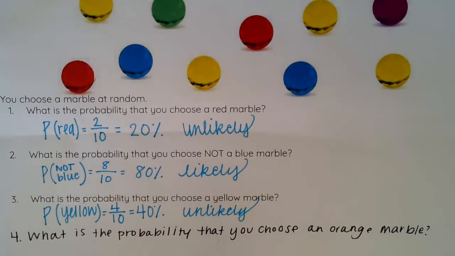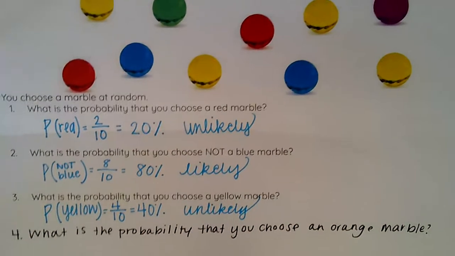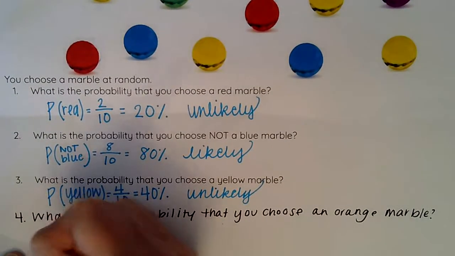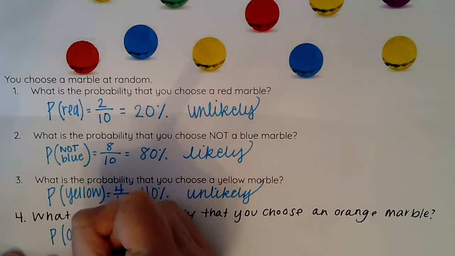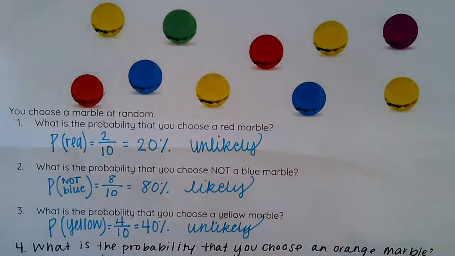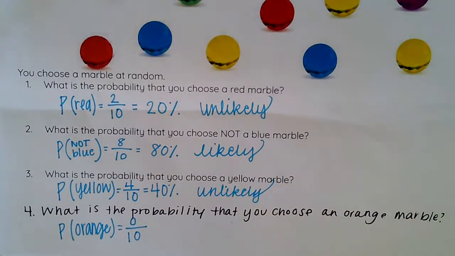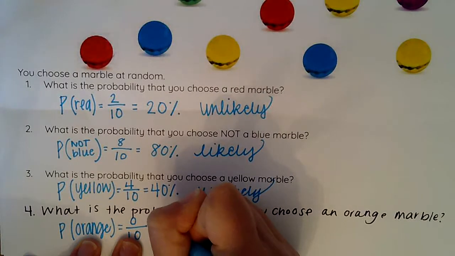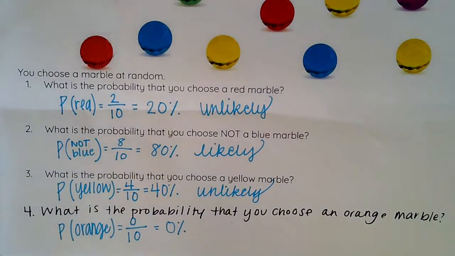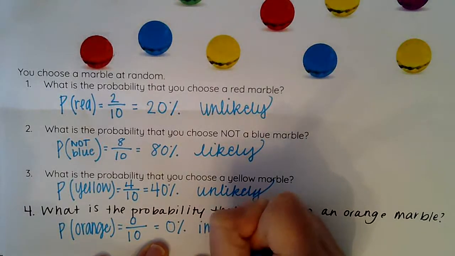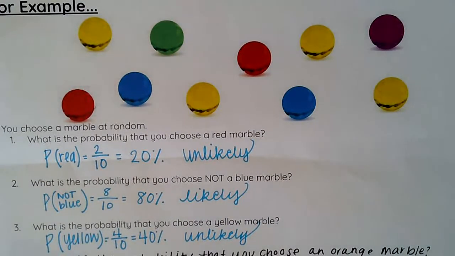Last problem, what is the probability that you choose an orange marble? So again, I set it up, P orange, the probability of an orange, and I look, I have 0 orange marbles, so I need to write 0 favorable outcomes out of a possible 10. That moves to 0%, which is impossible. With this set of marbles, I have a 0% chance of pulling an orange, making pulling an orange impossible.